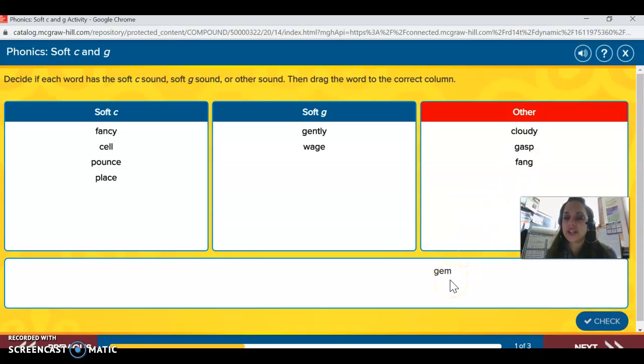And here's our last word with a G in it. Is it followed by an E, I, or Y? An E. J. Gem. A gem.